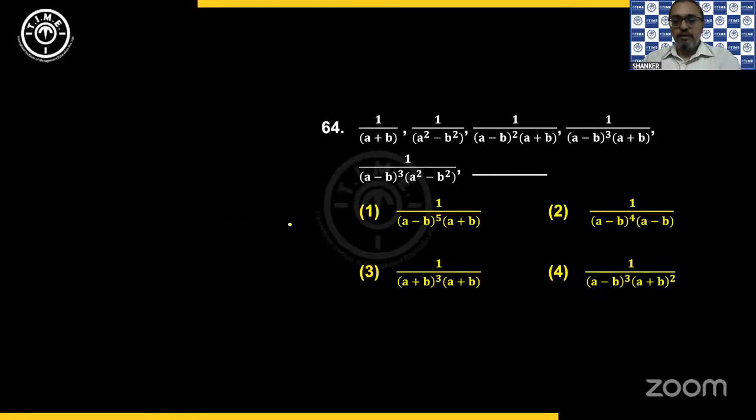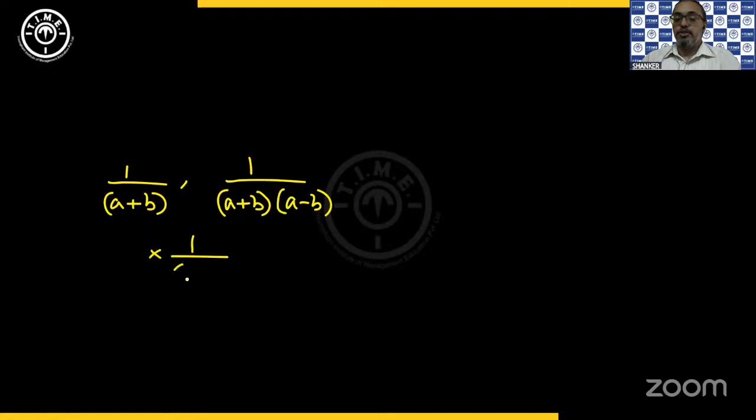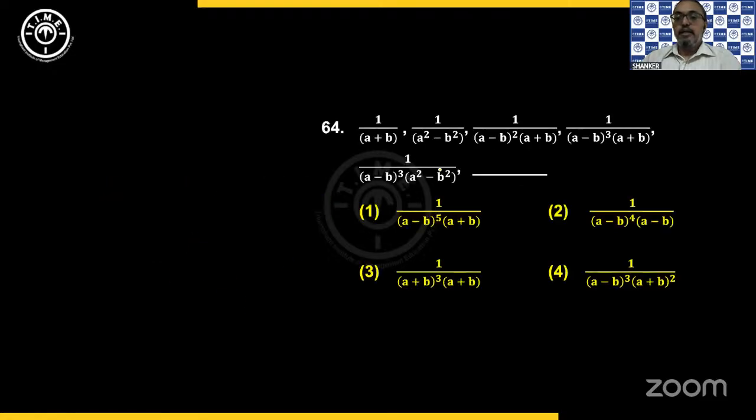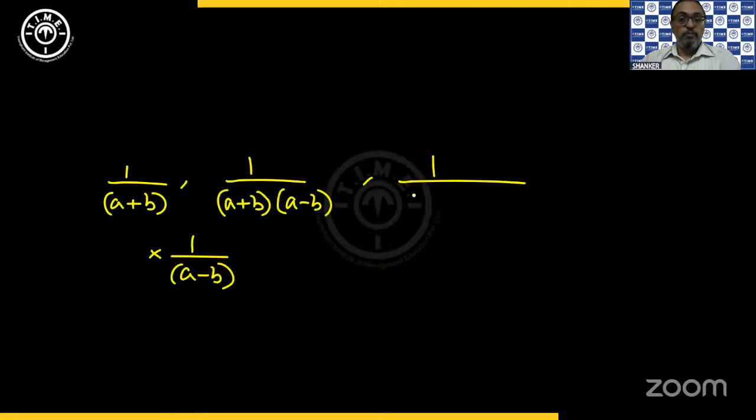Next is again, we have 1 upon a plus b. Then you have 1 upon a square minus b square. So how do I write a square minus b square? It is nothing but a plus b into a minus b, correct? So then can I say it is multiplication of 1 upon a minus b? Then what is happening? 1 upon a minus b whole square into a plus b. So you are getting 1 upon a minus b whole square into a plus b.